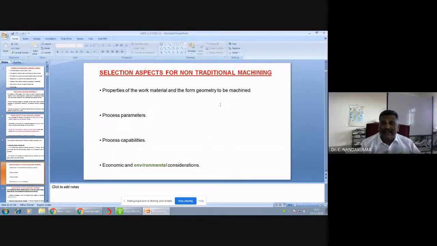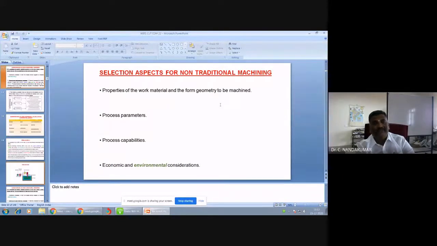Then, the selection aspects of non-traditional machining processes. Before selecting a non-traditional machining process, we have to select the material, the process parameters, and consider economic and environmental concerns. Today, the world is focusing on the environment, green manufacturing and green studies, so we have to select with these environmental considerations.